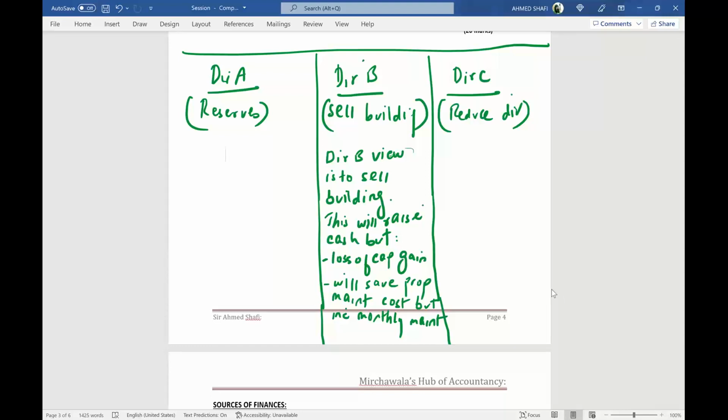So rental location creates maintenance cost. So one way you are saving the property maintenance cost, and the other way you are increasing the monthly rent. Okay, maintenance cost will increase. Rental will increase. Obviously, when you shift, rental cost will increase.